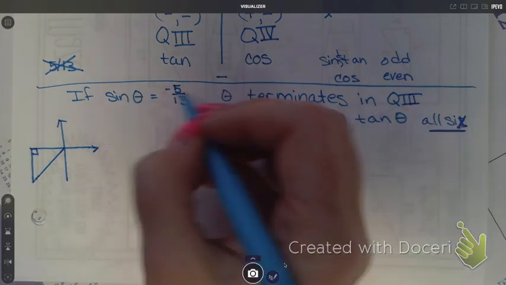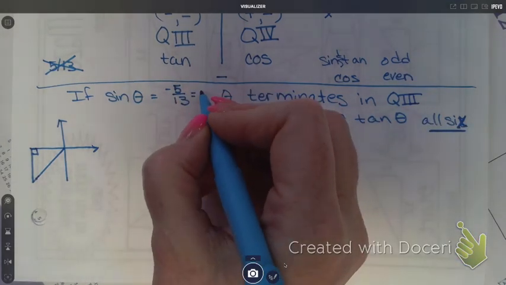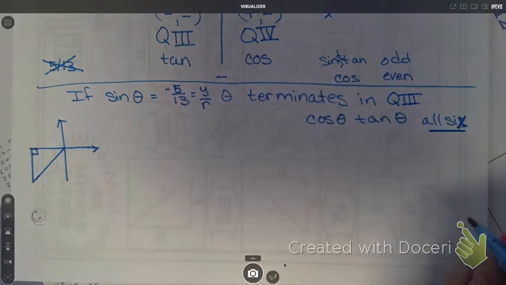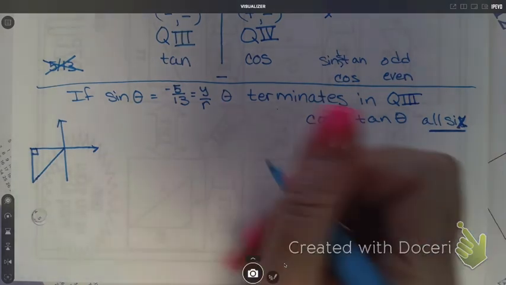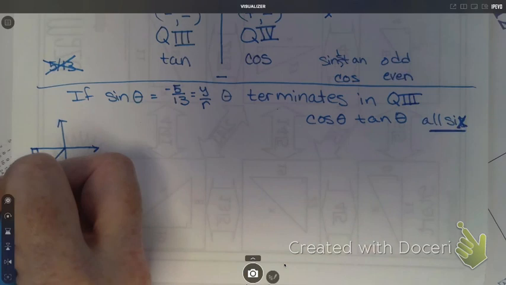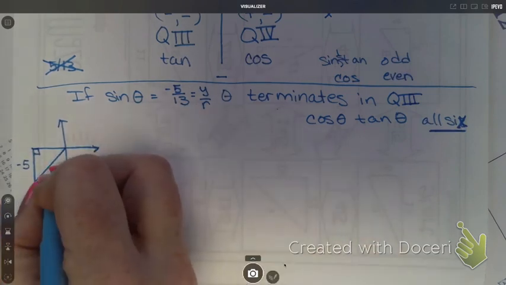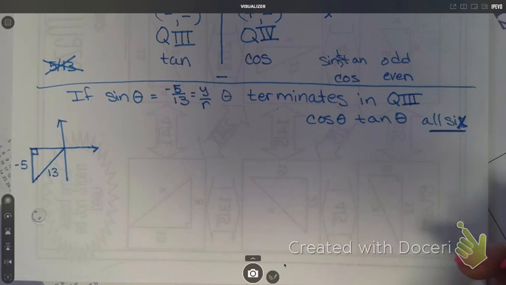What is sine? Whatever what? Is it ever on the R? No. So obviously it goes on the Y. So I have negative 5. And that makes R what? 13. And to find all 6 trig functions, I need X, Y, and R. So how am I going to find X?